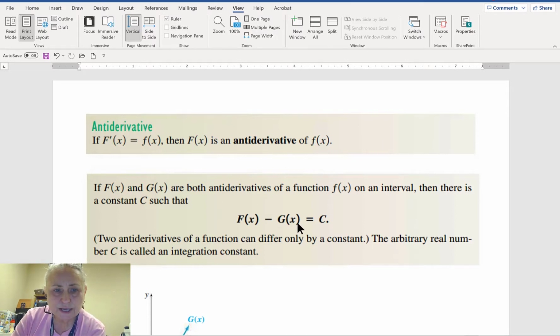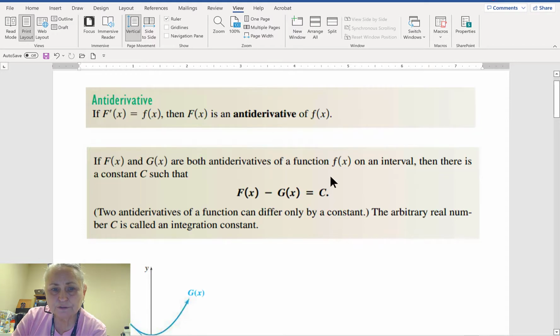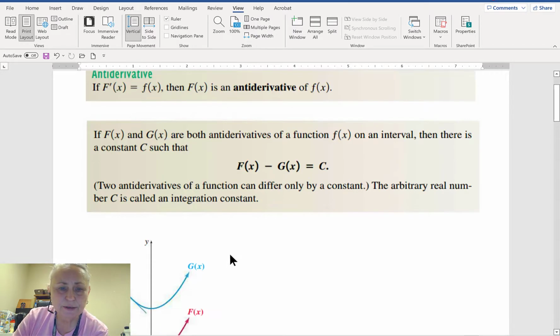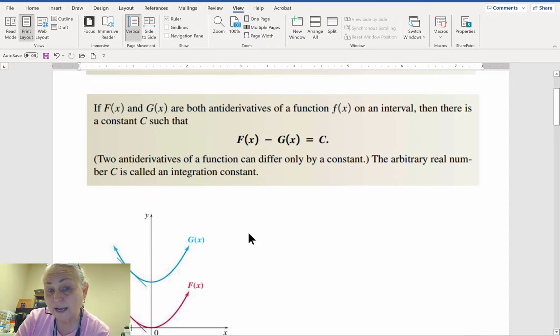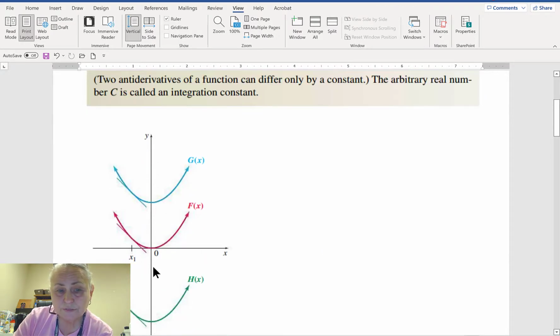Now what this is saying is that if these two functions have the same derivative, there's a constant that separates them. And they've drawn some pictures here to show you. If you have three functions that are identical except for the constant, those functions are going to be in the same place except they're going to be shifted up or down.